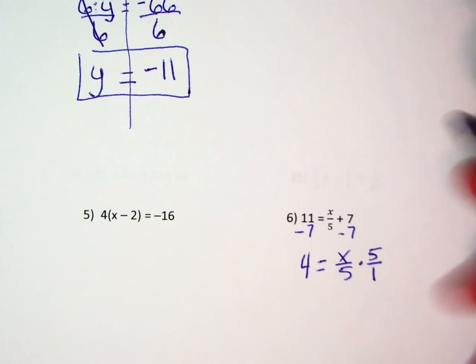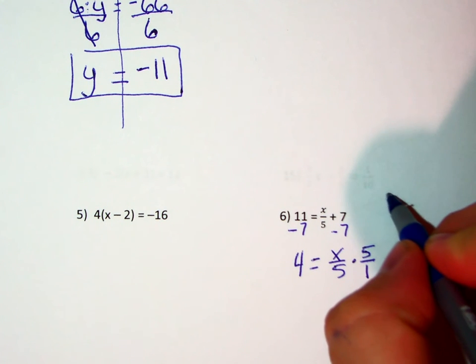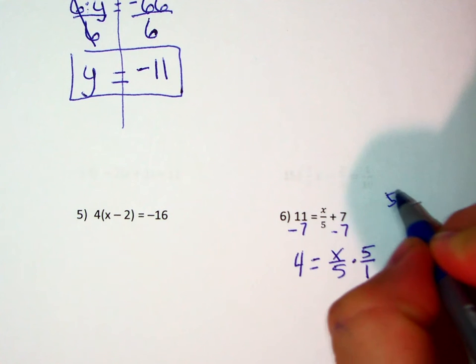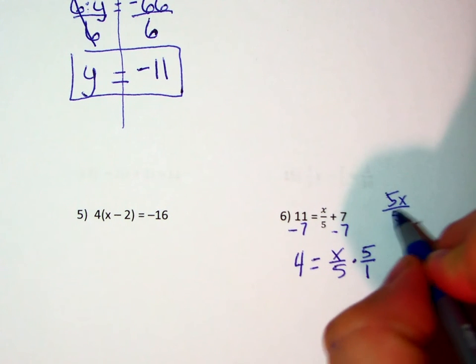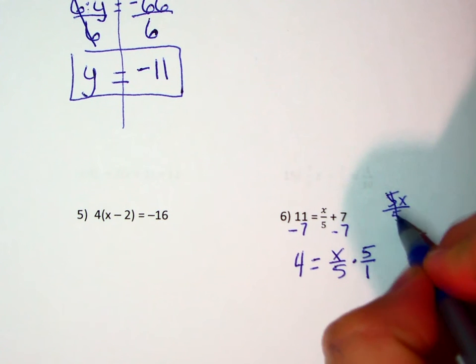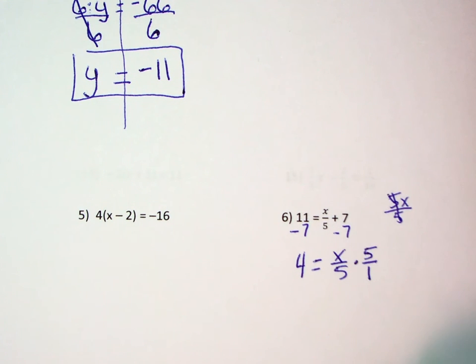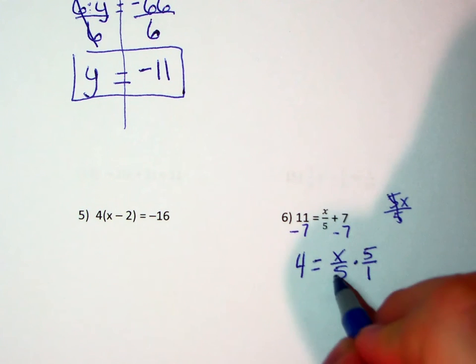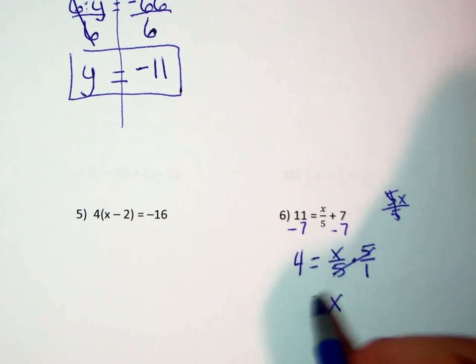And if we were to do this off to the side, we would end up with x times 5, which is 5x, over 5 times 1, which is 5. And we know that 5x over 5 would simplify to just x. And that's basically why we multiply that side by 5 over 1, so that we can cancel out our 5's and drop down our x.